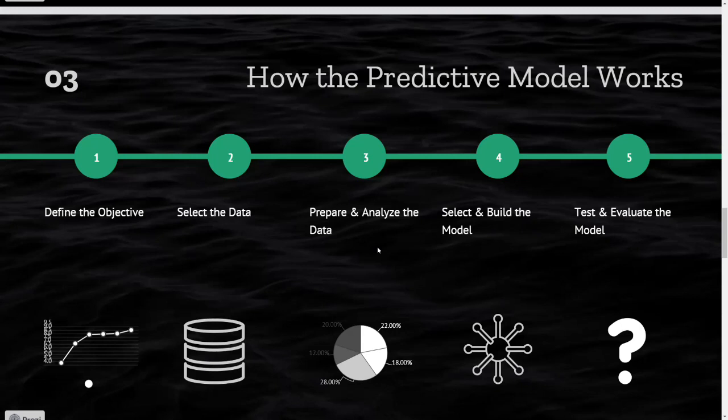Did it come from your data? Did it come from your analysis? Or did it come from the kind of model that you built? That is basically how the whole predictive modeling works in a summary.